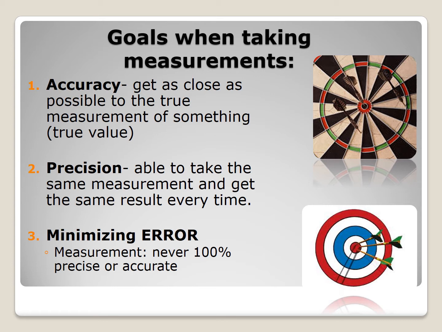The third point is that we minimize error. Never 100% precise or accurate, but we want to be as close as possible to the measurement that was given. In science, we need to have both of these properties, because we want to get the same exact results every time we repeat this lab. Let's continue, guys.